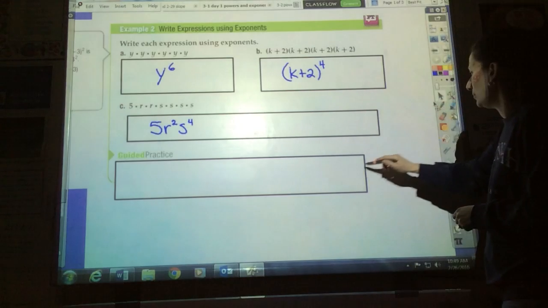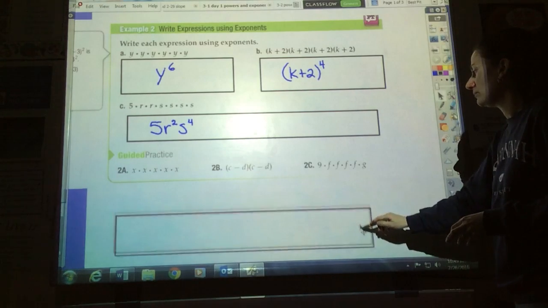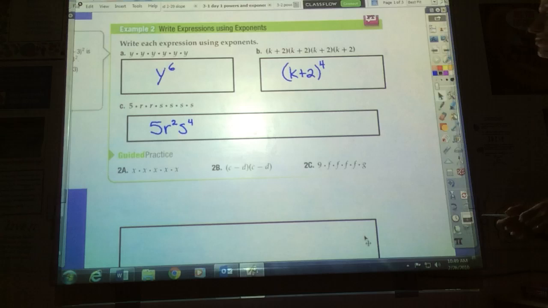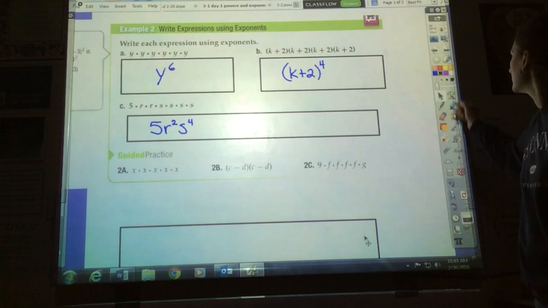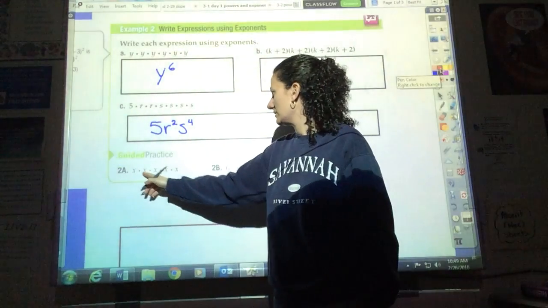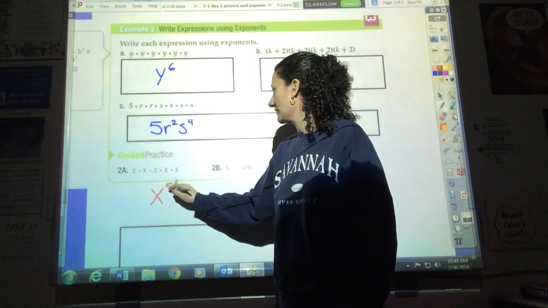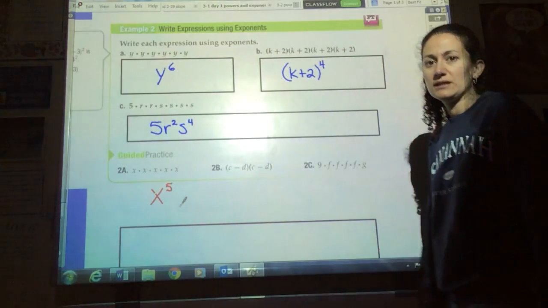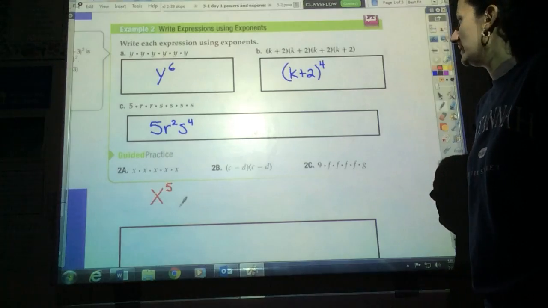Why don't you try a few? Pause the video, try these 3 problems, and see if you understand how to write an expression using exponents correctly. All right, let's check and see how you did. This would simply be x to the 5th power. I hope you can see those little numbers and variables on the video.